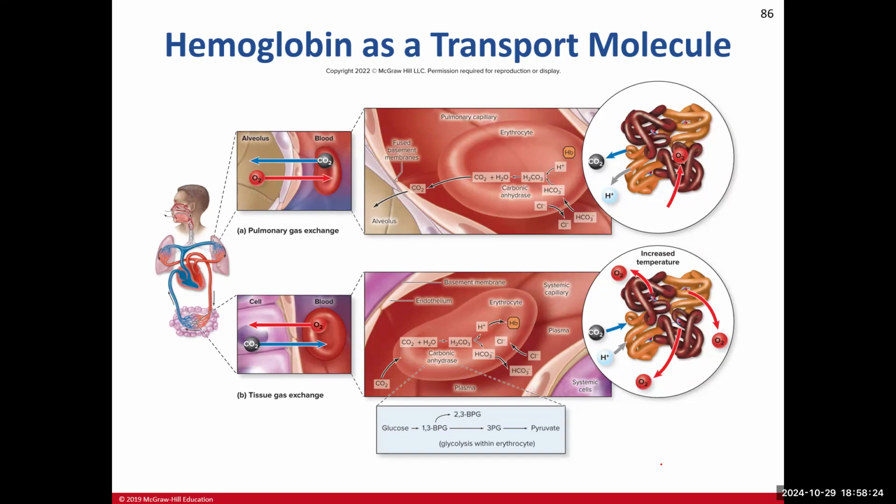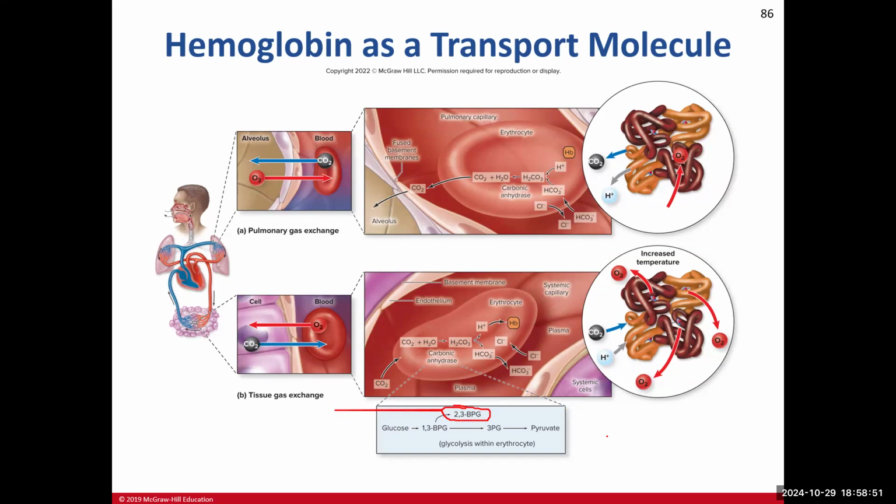This one here is showing you 2,3-BPG. And again, we don't really cover this, but this is one of the intermediate molecules that is produced during glycolysis. We would talk about that in chapter 27, but we won't be discussing that, but that's one of the molecules that we'll see during glycolysis.